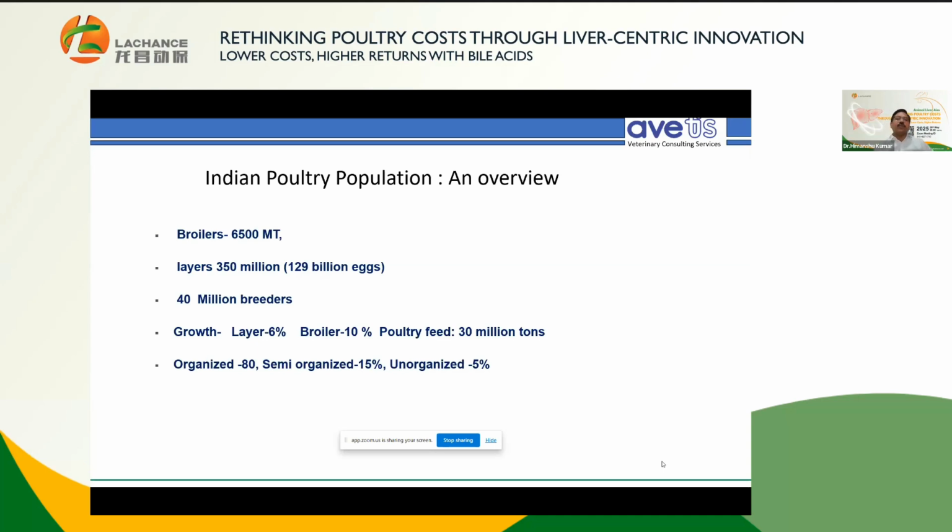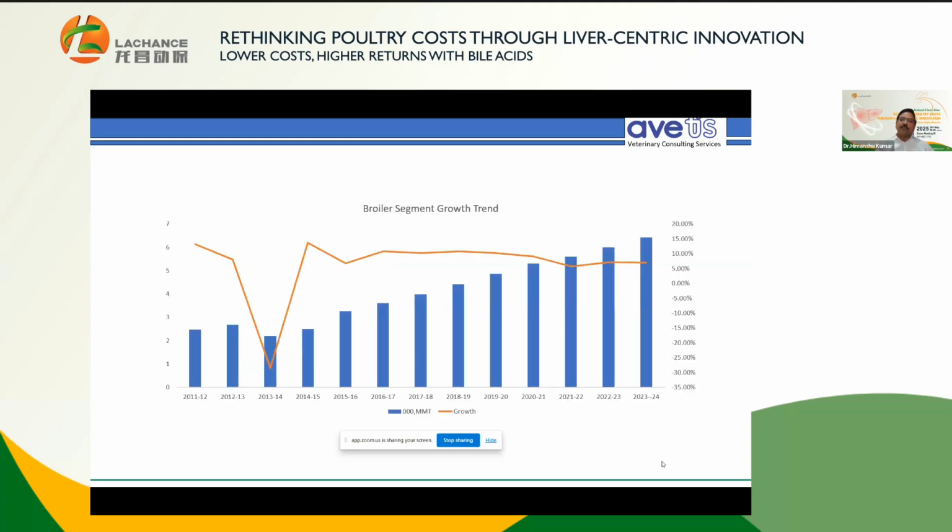The semi-organized sector is the sector backed by the government for the underprivileged, the poor people, with government support for small farm rearing. They give them 1,000 to 2,000 birds and they rear them. That is prevalent in both the broiler and the layer segment. Even infrastructure is being developed and given to the farmer free of cost by the government to support the livelihood of underprivileged people. The remaining 5% of the poultry segment is unorganized.